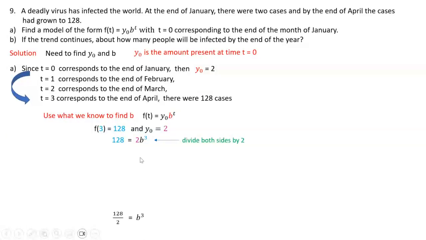Now I divide both sides by 2. It's going to give us 128 divided by 2, which will give us 64. Now I'm going to raise both sides to the power of 1/3 to have b by itself. So b cubed raised to the 1/3 power will give us b to the first power, which is just b. So b equals 4.